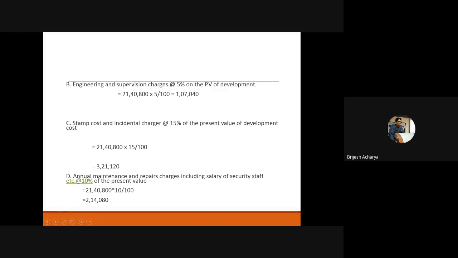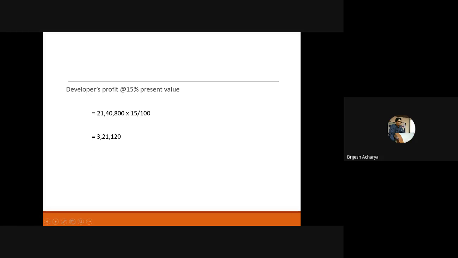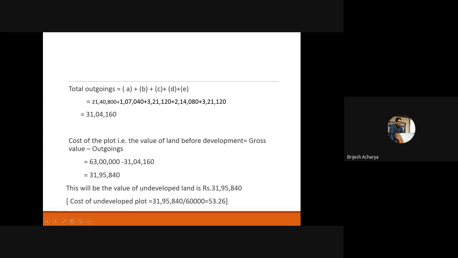The stamp cost for registry etc. comes out to be 3 lakh 21,000. The annual maintenance, because for the plots you may provide roads, drainage, electricity etc., so 10% of that we have kept for that. It comes out to be 2,14,000, and developer profits, considering 15%, come out to be 3,21,000. So total outgoings will be A plus B plus C plus D plus E, that gives us 31 lakh 4,160 rupees.